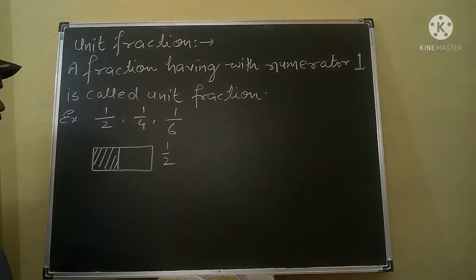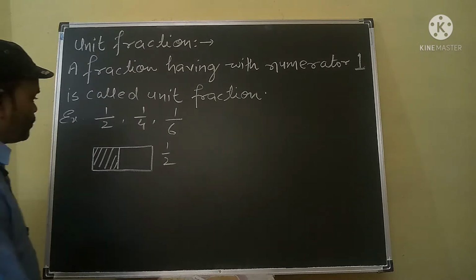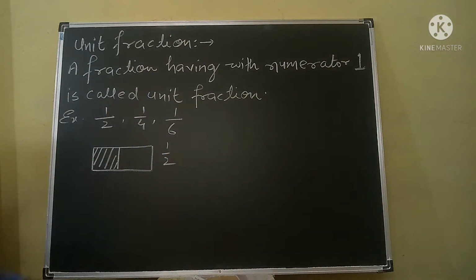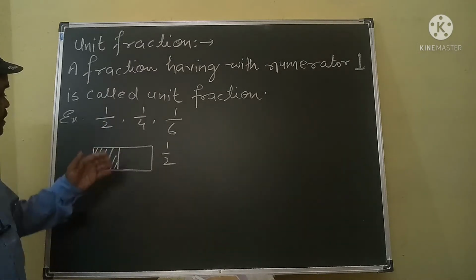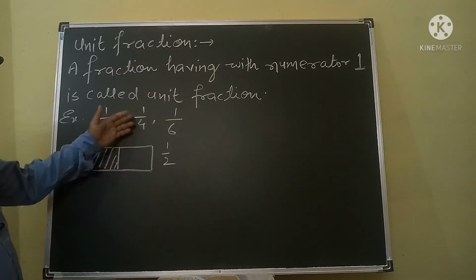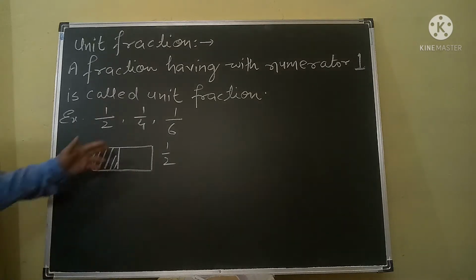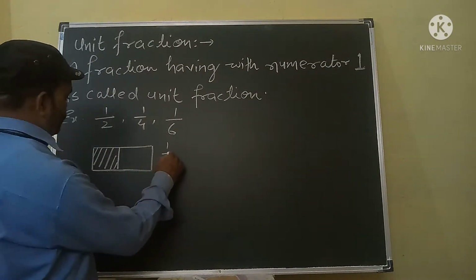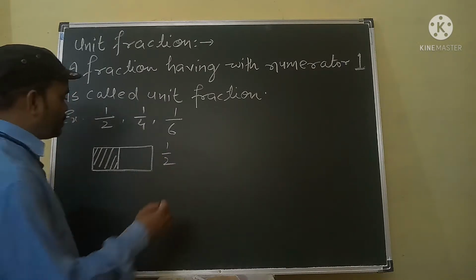Okay. Suppose you have one more example. This is 1 upon 4. 1 upon 4 is a unit fraction. That's why in this fraction the numerator is 1 and the denominator is 4. How will you understand 1 upon 4? With the help of a diagram.